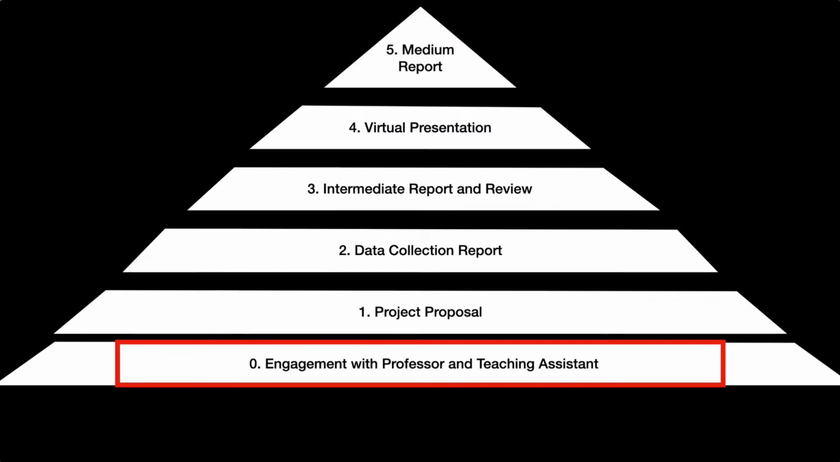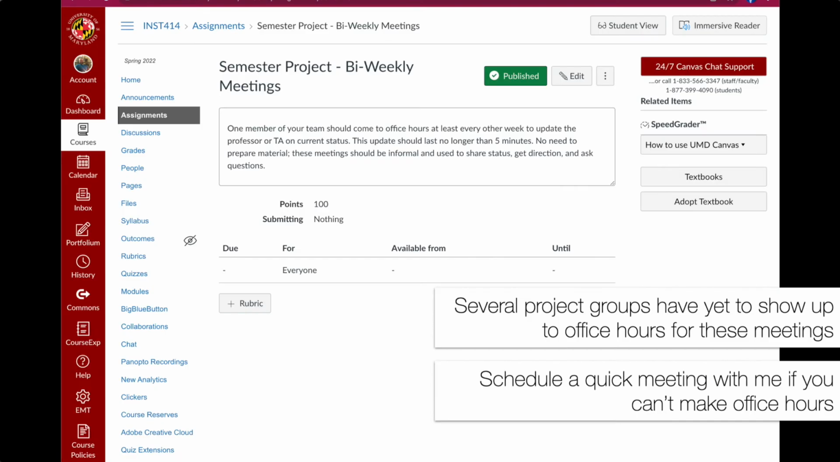For the semester project, as I mentioned over the prior weeks, we've added a new assignment about engaging with the professor and the teaching assistant around your project. Specifically, there's this bi-weekly meetings assignment that's part of the semester project assignment. At least one representative of every team is expected to attend office hours at least every other week, where you give us a super brief 5-minute overview of where you are, what you've done, and any issues that you've encountered, to give us the opportunity to help guide you and provide you feedback.